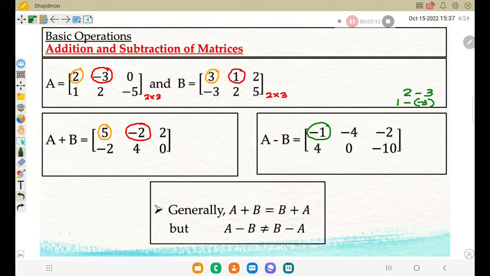Generally, A plus B and B plus A are the same, because in the example above 2 plus 3 is 5, and 3 plus 2 is also 5. But A minus B and B minus A are not the same; there will be a sign difference. So A minus B is not equal to B minus A, because 2 minus 3 gives -1, but B minus A means 3 minus 2, which is only 1. So this is the addition and subtraction of two matrices.